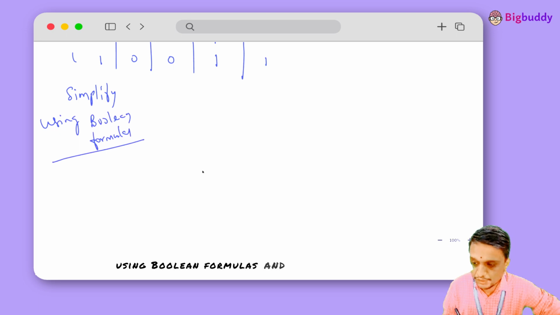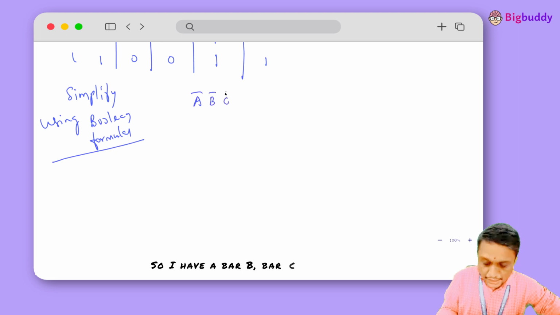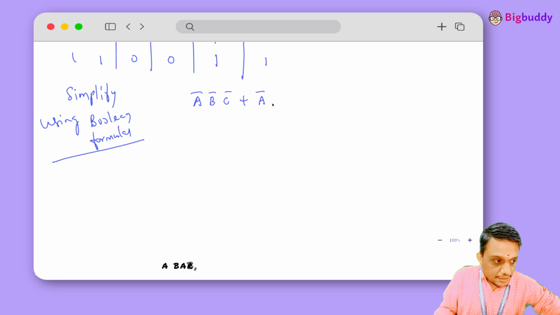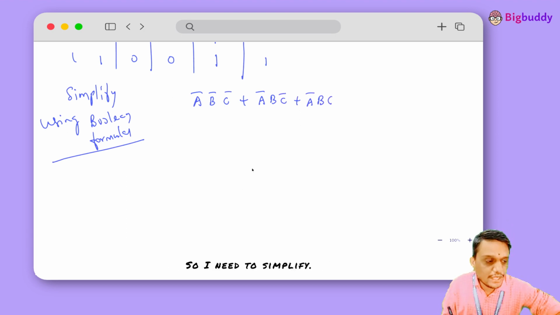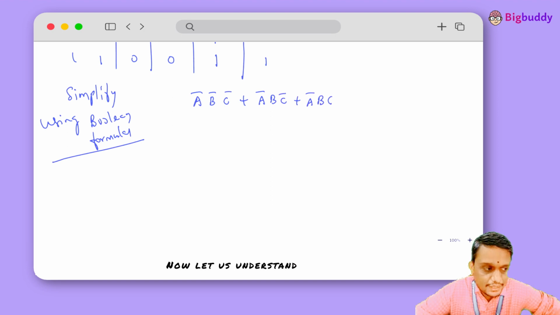Using Boolean formulas and theorems. Okay. So let us take a small example. I have A bar B bar C bar plus A bar B C bar plus A bar B C. So I need to simplify. What exactly is simplification here? Now let us understand.